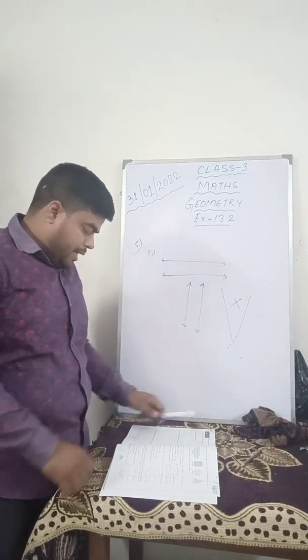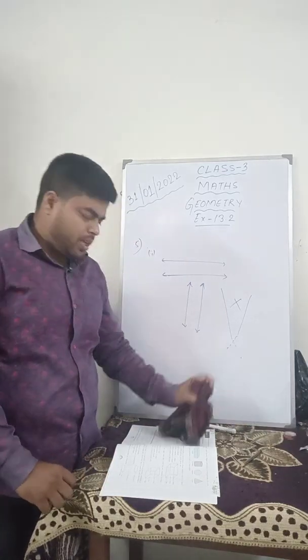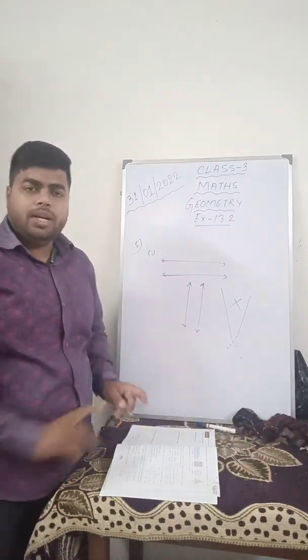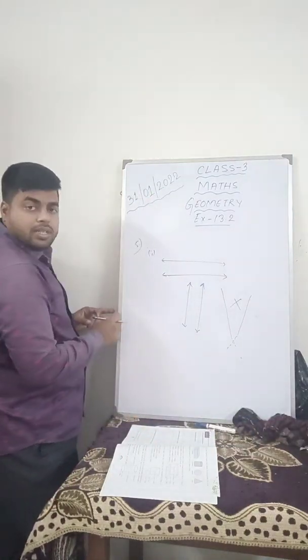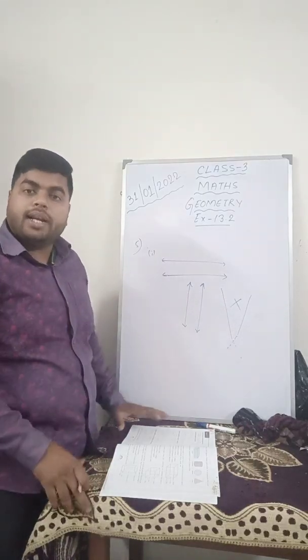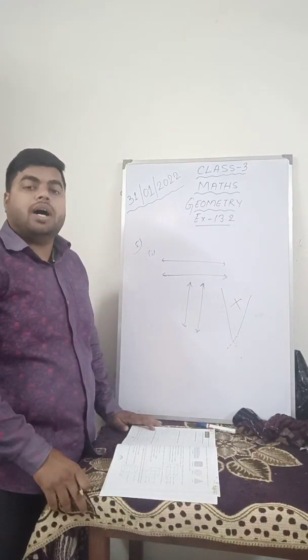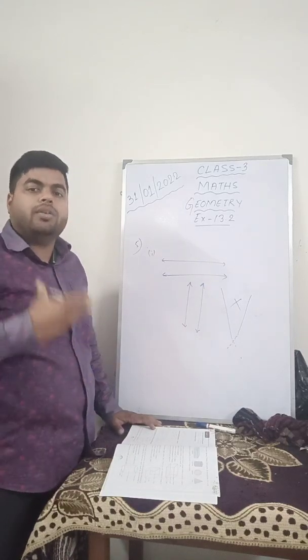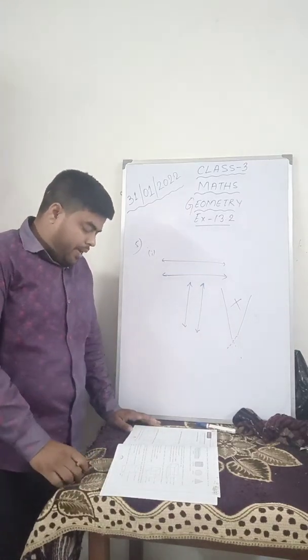And number 6, give 5 examples of parallel lines from your surroundings. You see, this board, this blackboard has parallel lines. The sides of the board are parallel lines. The railway tracks are parallel lines. The walls of the houses are parallel lines. So you think of that and you have to write 5 examples.